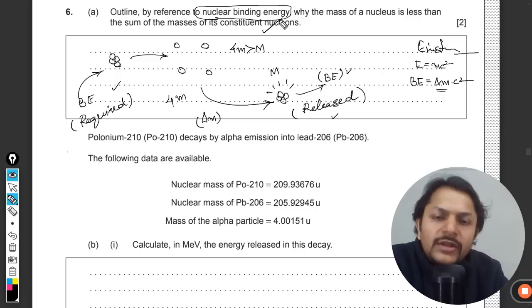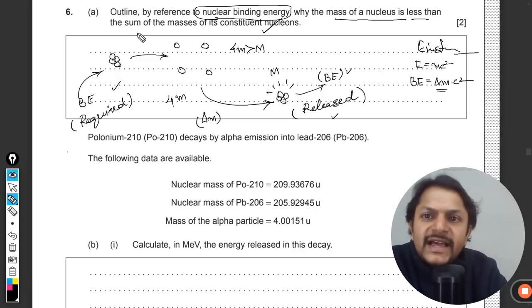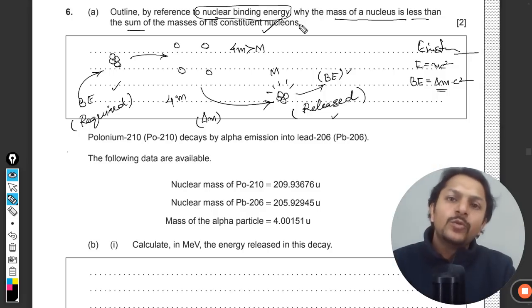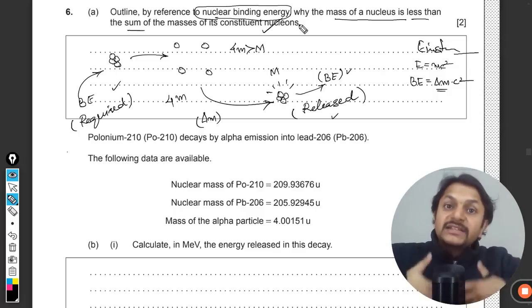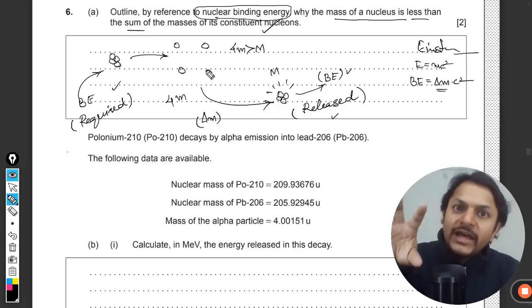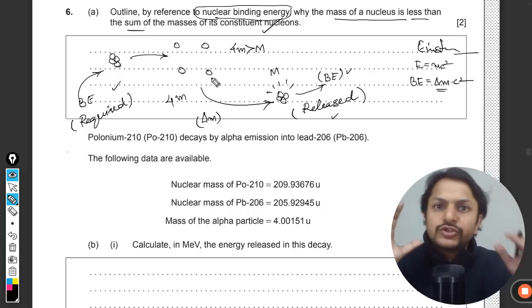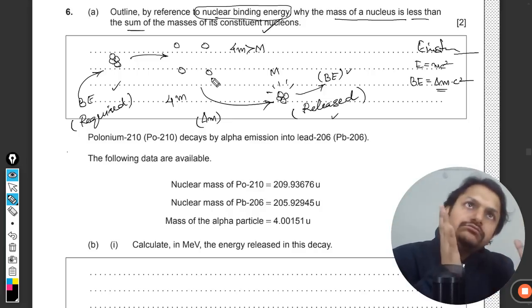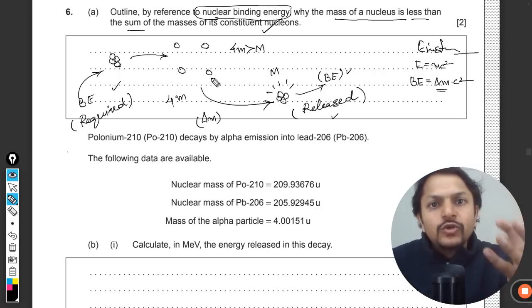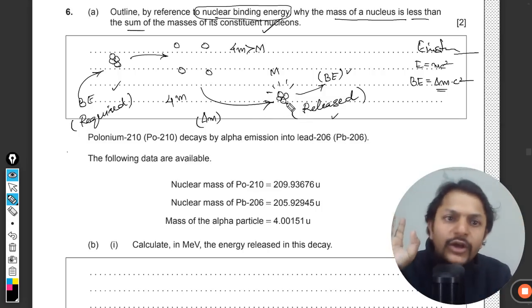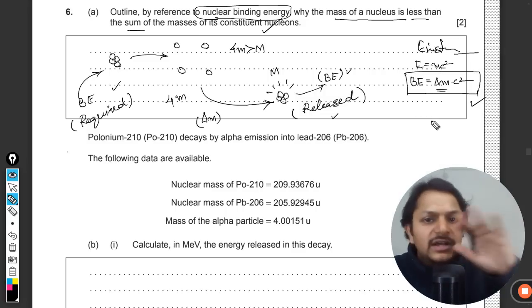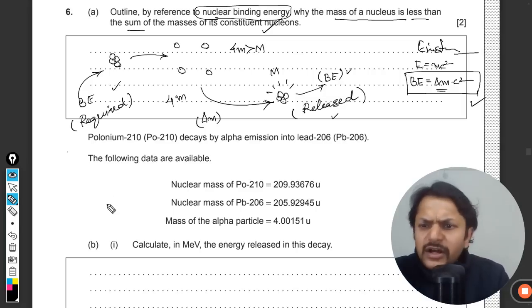So with reference to nuclear binding energy, why the mass of the nucleus is less than the sum of the masses of the nucleons? We will say that the mass has to be given up. This is the definition of binding energy: it is the surplus energy that needs to be released if the nucleons want to create a nucleus. So that much energy will be released, and the expression will be binding energy equals delta m into c square. That's it. So this is what we will write in this.